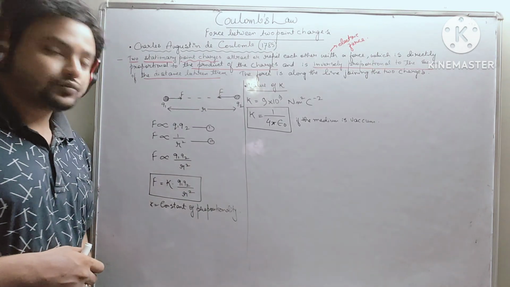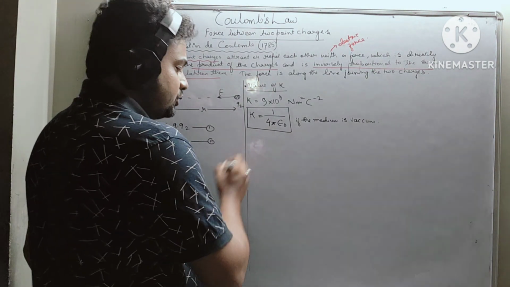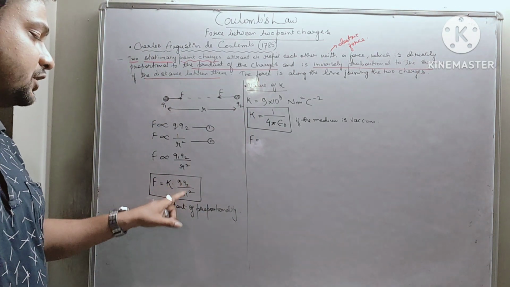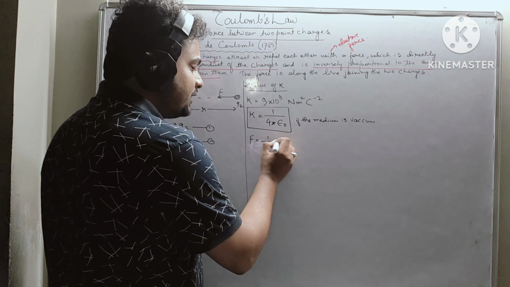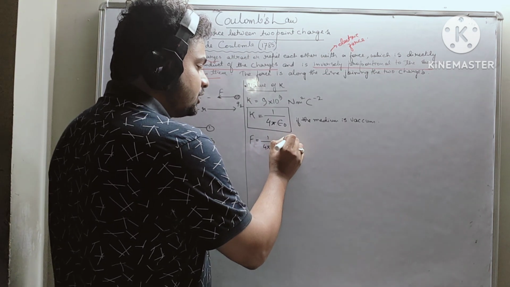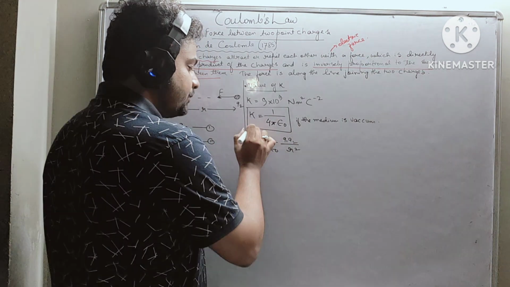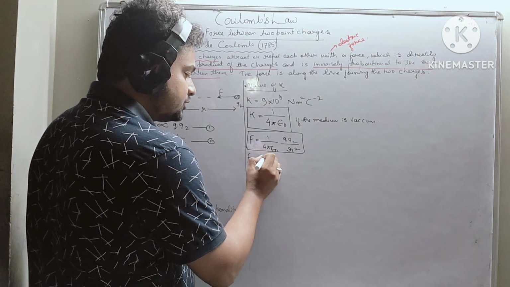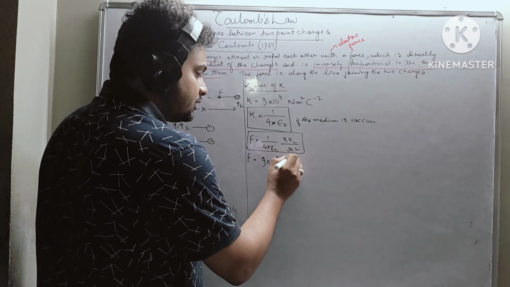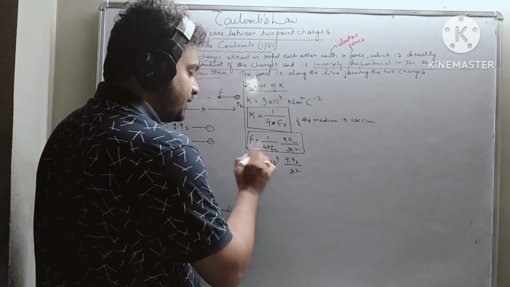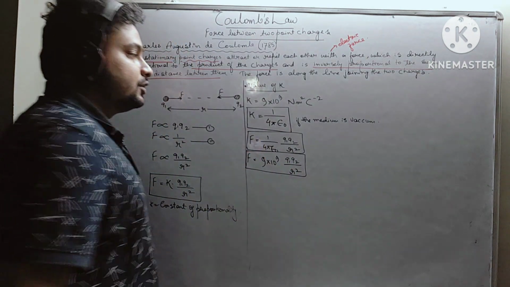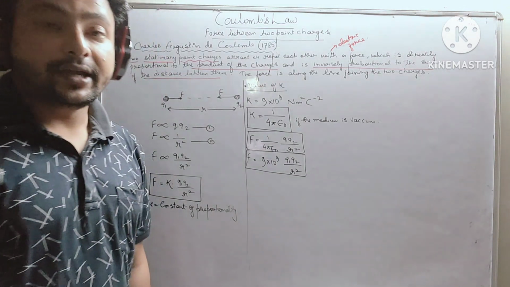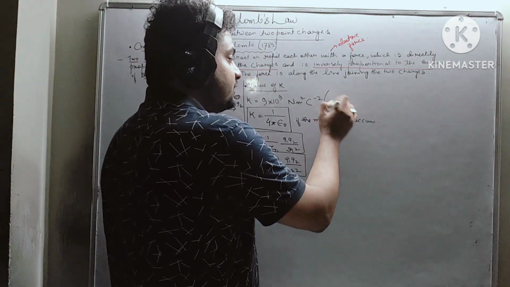Ultimately, the formula for Coulomb's law we can write this way. The main formula is k into q1 q2 divided by r square. So we can write it as 1 divided by 4 pi epsilon naught q1 q2 divided by r square. Either we can write this, or we can write F equals 9 into 10 to the power 9 q1 q2 divided by r square. Also remember, the value 9 into 10 to the power 9 is the value of k, and this is also if the medium is vacuum.